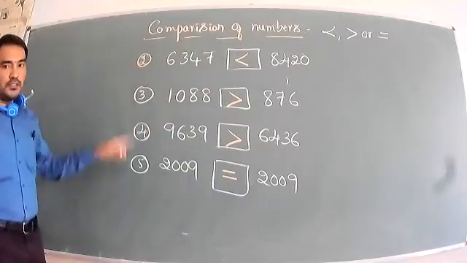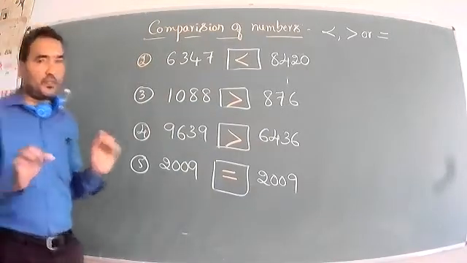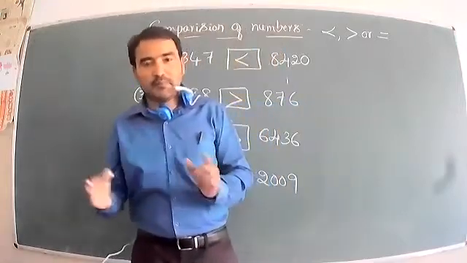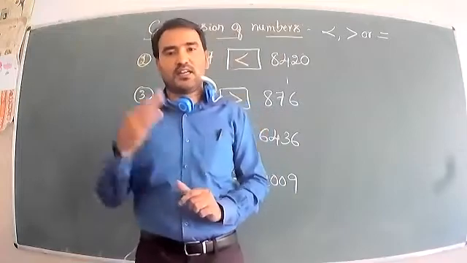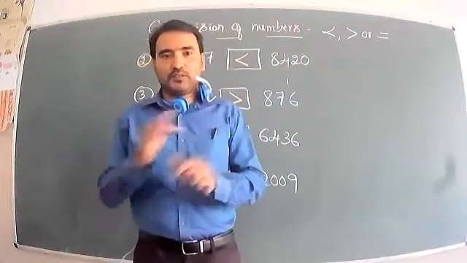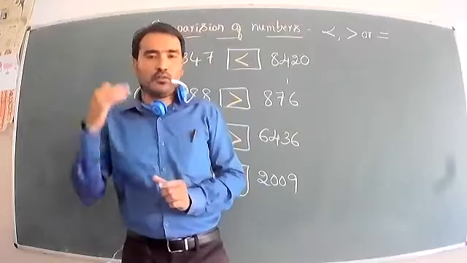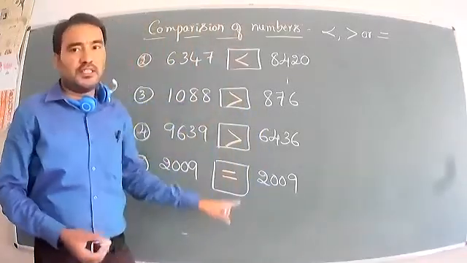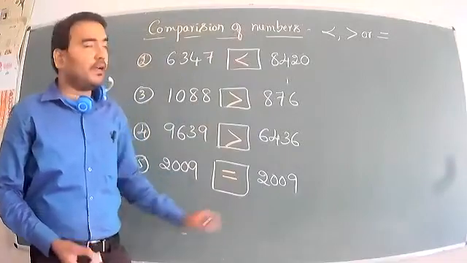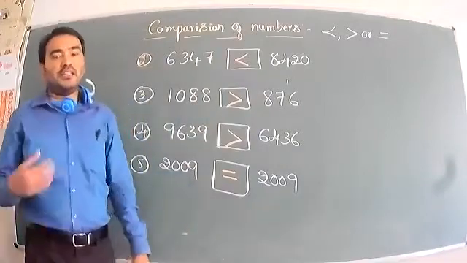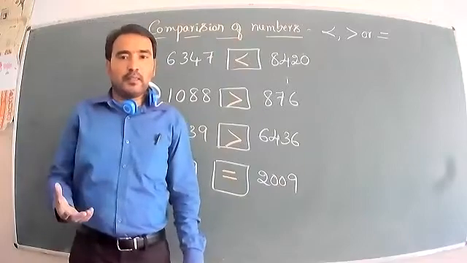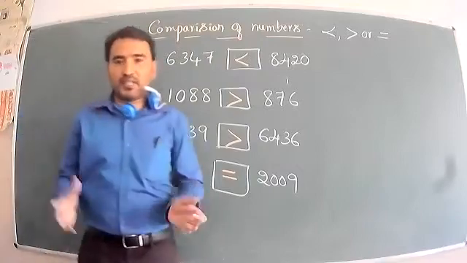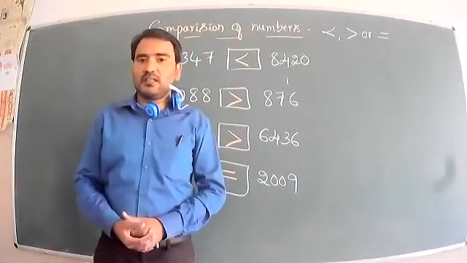Understand, students? First we compare the thousands. If the thousands are the same, go to the hundreds; if hundreds are the same, go to the tens; if tens are the same, go to the ones place. When all the places are equal, the symbol is equal. This is the way of comparing digits. Now go to creating 4-digit numbers. We write the greatest and smallest number using the given digits.